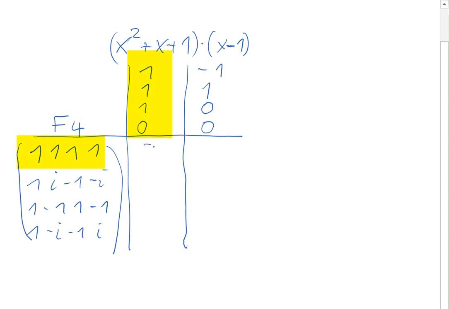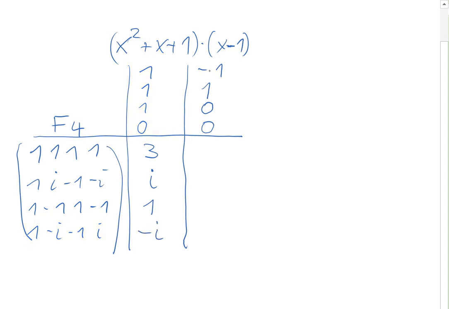So when we multiply now the first polynomial with the matrix, we have 1 plus 1 plus 1 equals 3. Now in the second row we have 1 plus i plus minus 1. 1 minus 1 is 0, so we get i. In the third row, we get 1 plus minus 1 plus 1, which is 1. And in the last row, we get 1 minus i minus 1, which is minus i.